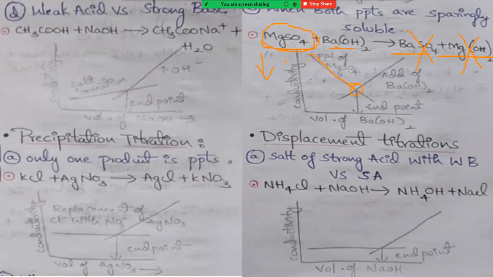All the magnesium and sulfate ions are completely consumed. There are no further magnesium and sulfate ions left. All are completely consumed, forming precipitates. Now we are still adding barium hydroxide.